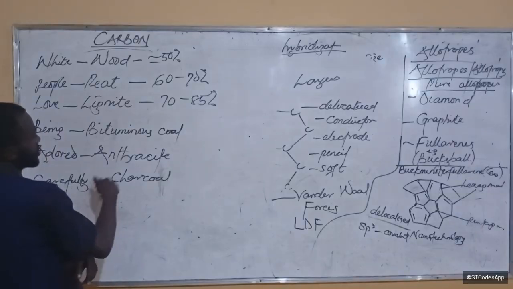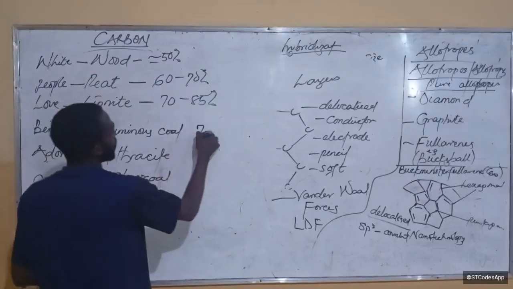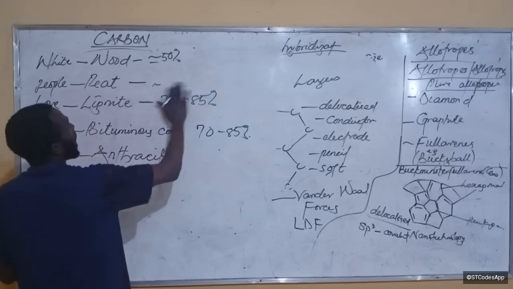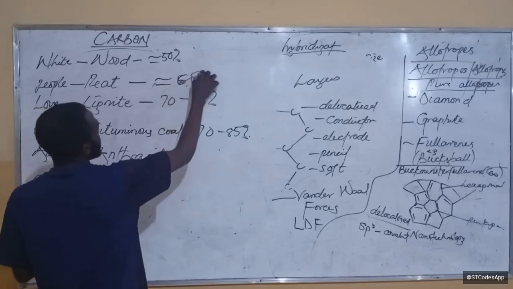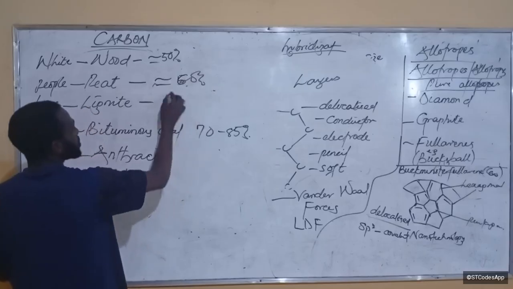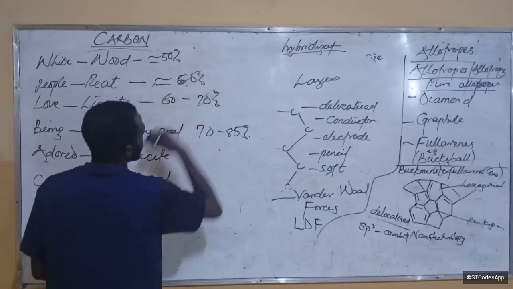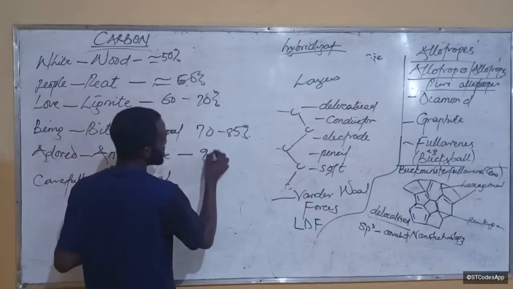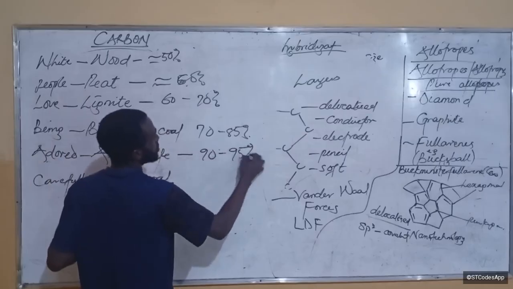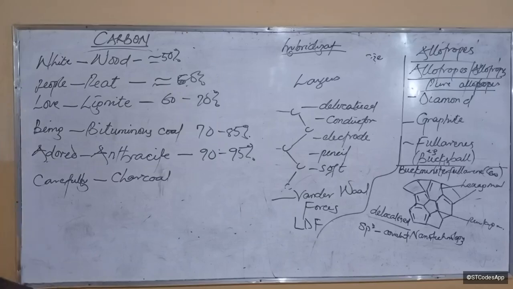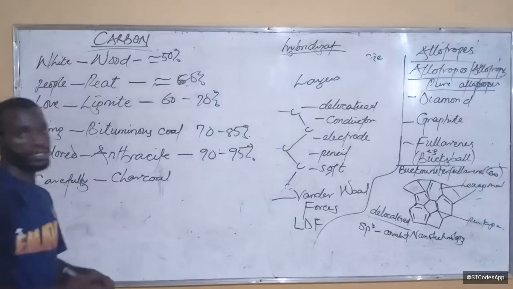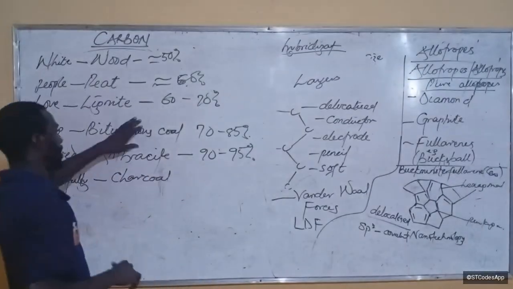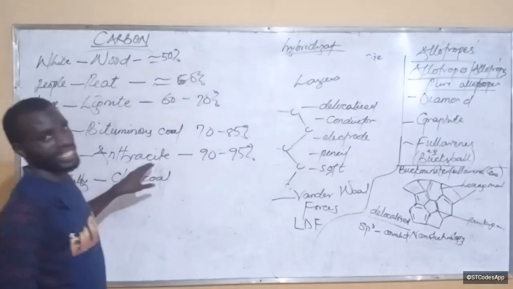You're going to get 70 to 85% carbon, which is bituminous coal. For peat, it's just approximately 60 to 70% carbon. Okay? So anthracite is the one that has about 90 to 95% carbon. All right. Then charcoal is principally carbon. Exactly. And there are different types of charcoal, but I don't want to get into that now.